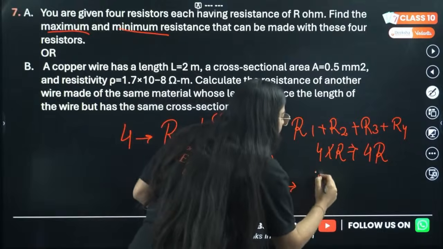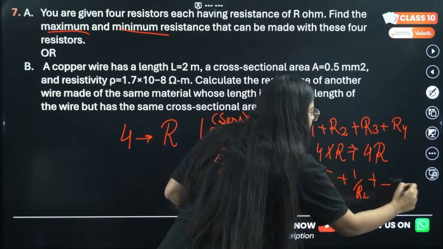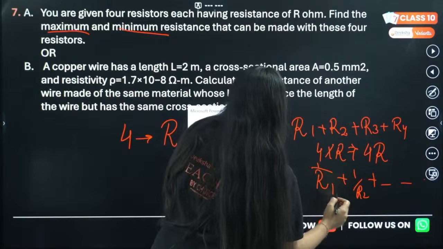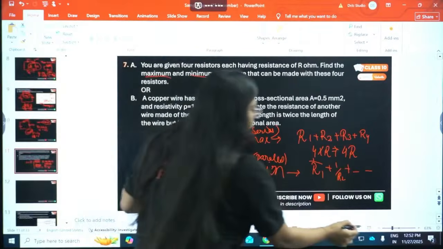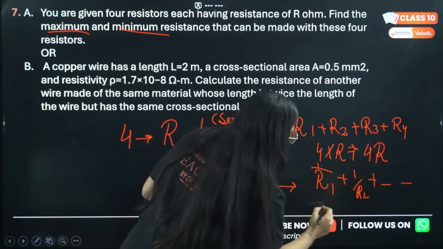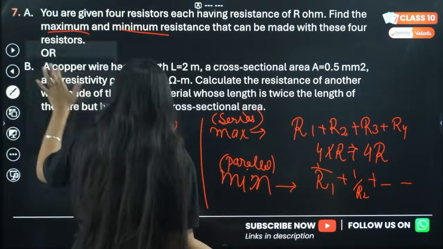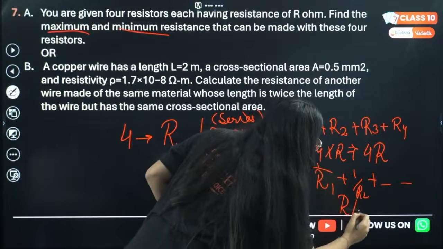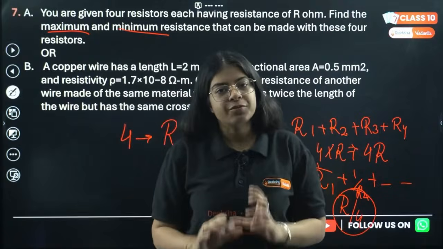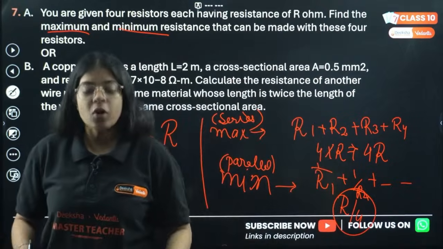So for parallel, they will be 1 by R1 plus 1 by R2 plus up to R4, and it will, just a minute, yeah, for these they will be R divided by 4. Correct? This will be R divided by 4. So for parallel, for minimum it will be R by 4. For maximum it should be connected in series, which will be 4R.